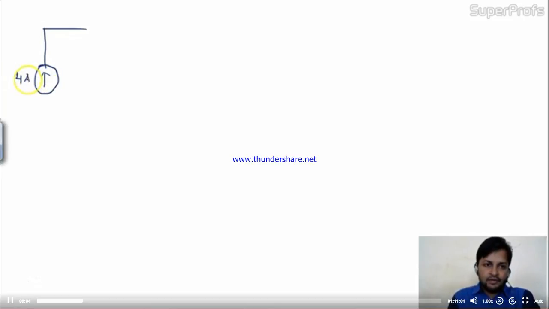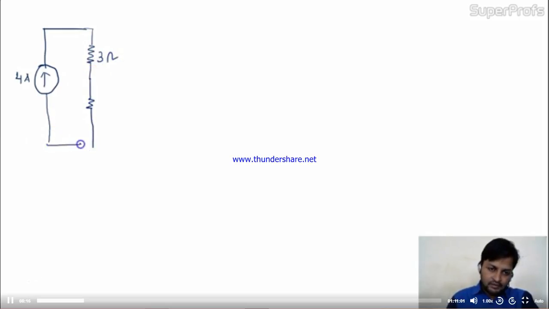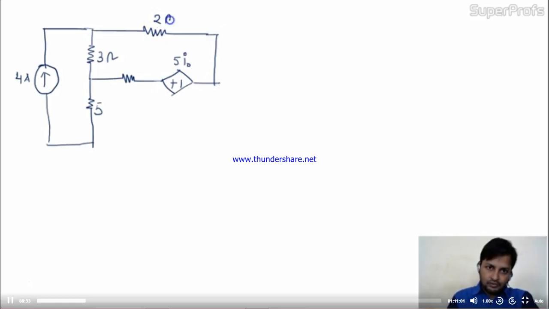this is 4 ampere. Okay. Fine. Connected with 3 ohm. And this is 5 ohm, 1 plus minus 5 I naught. This is 2 ohm, 4 ohm. This is 20 volt. Is it okay?